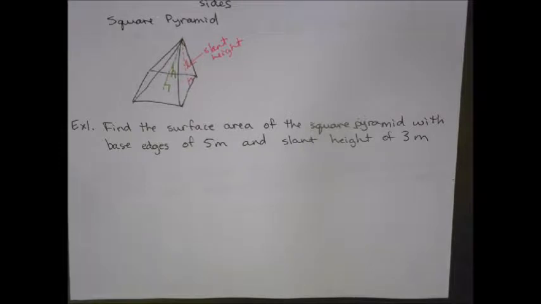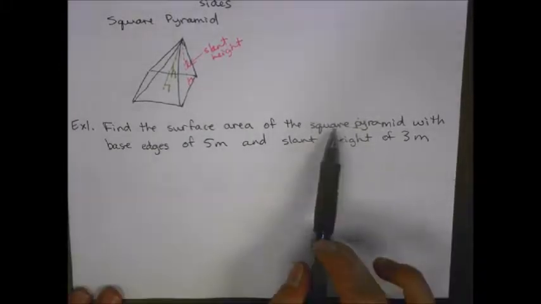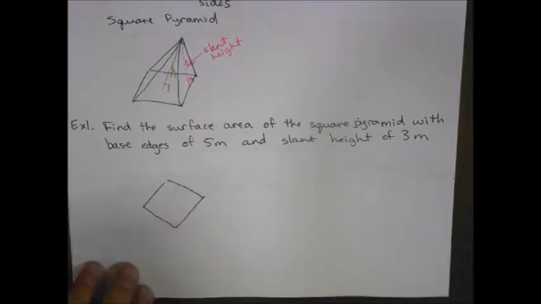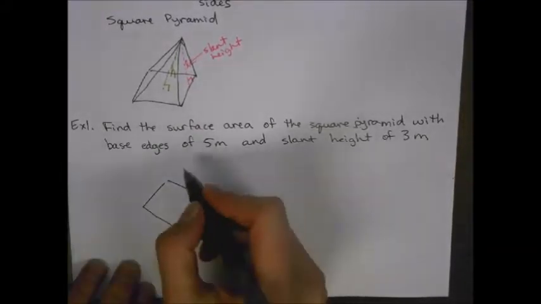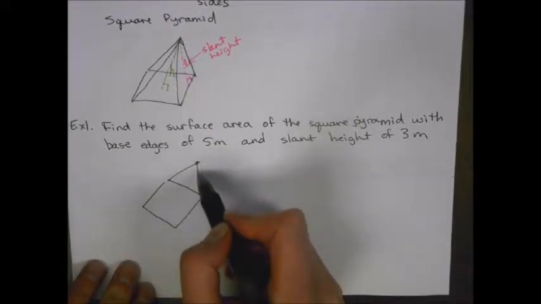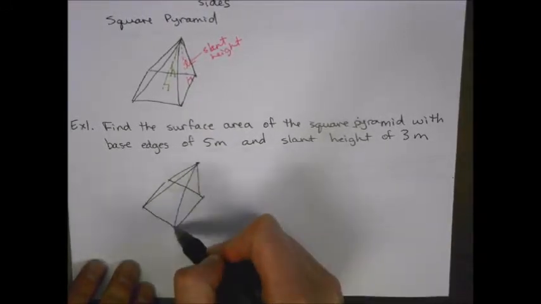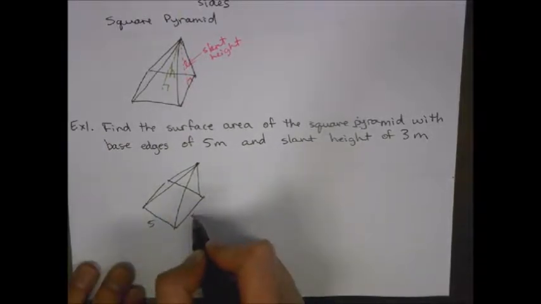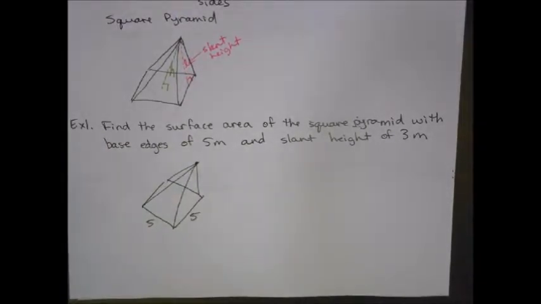We have a square pyramid, so draw your square base. And I like to just kind of make my vertex and connect all my corners to that vertex. So here's my square pyramid. The base edges are 5. And my slant height is 3. So that's this side.